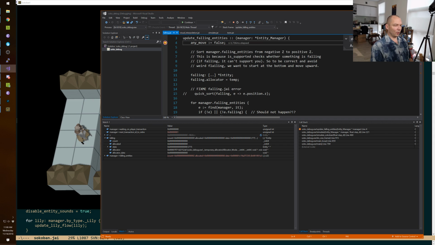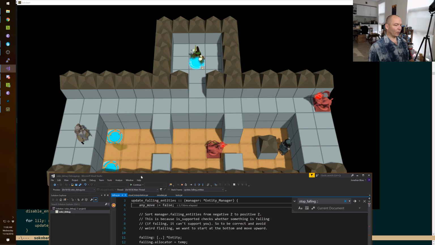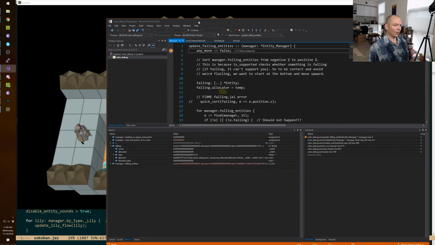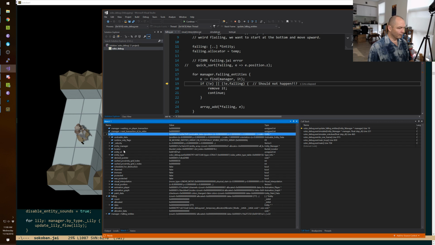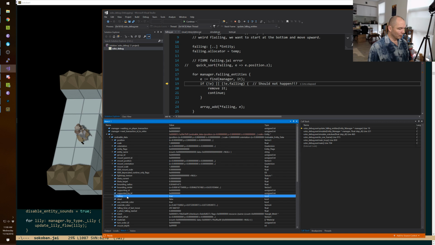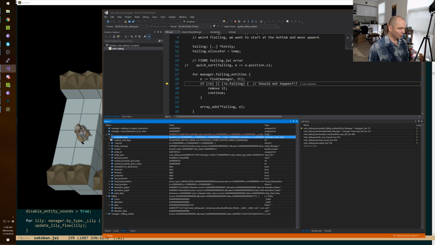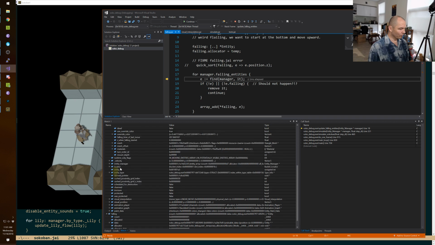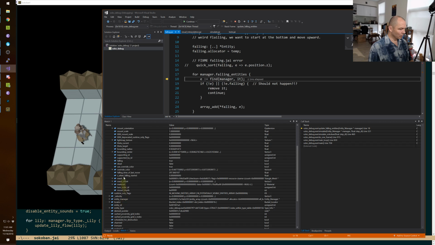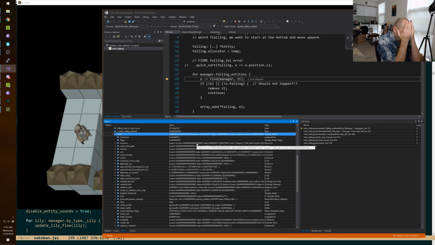Well, anything could be a falling entity if it's falling. Nobody's falling right now, so why it thinks two things are falling, I don't know. I wonder if both of the dragons are falling. Why are there two falling things? Falling is true. What is this? It's one of the dragons. Let's see if the other one's a dragon also. Both of the dragons are falling.